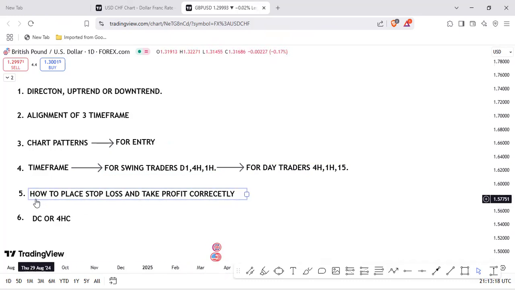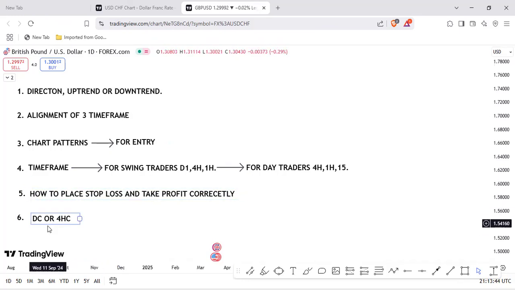Okay. Now, the last one, the fifth one here, is how to place stop loss and take profit correctly. So now I will also be showing you how you can place your stop loss and take profit correctly in this particular strategy that I'm about to review for you now. It's a very simple strategy that everyone is using. You may be using it also, but I refined it to suit my own pattern and my style of trading.